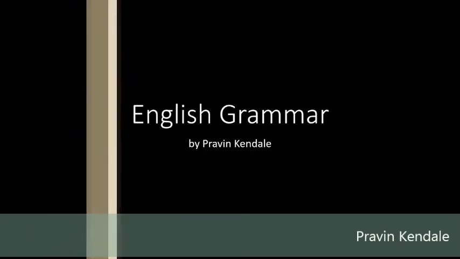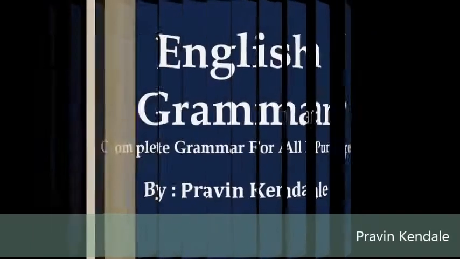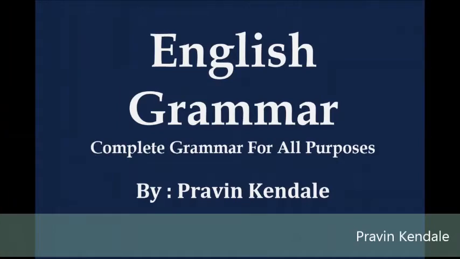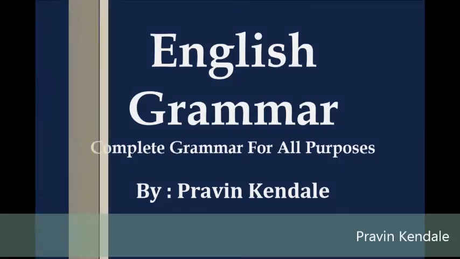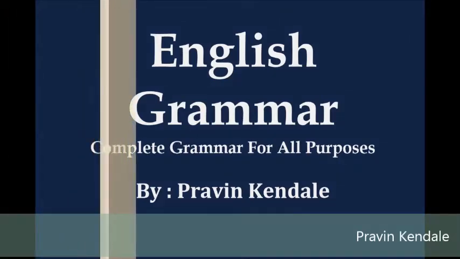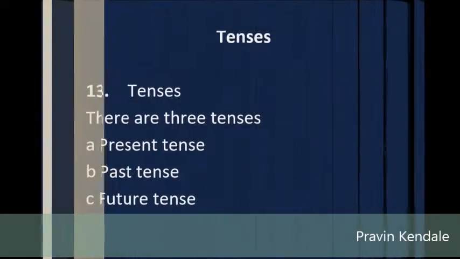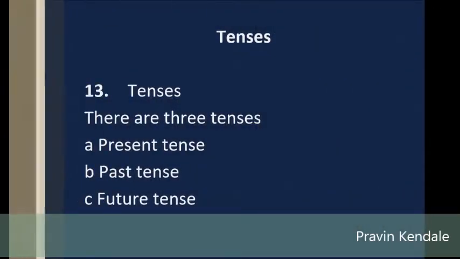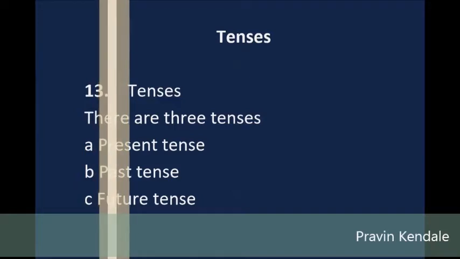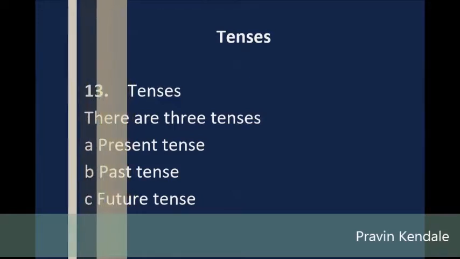Tenses. There are 3 tenses: A. Present tense, B. Past tense, C. Future tense. Every tense comes in 4 subtypes as follows: simple, continuous, perfect, and perfect continuous.